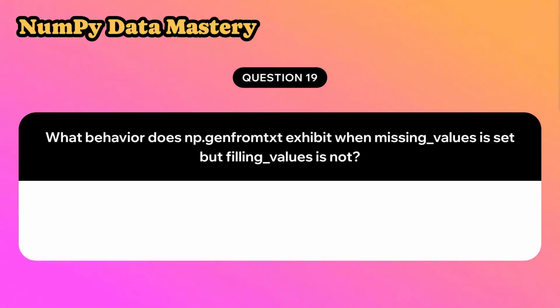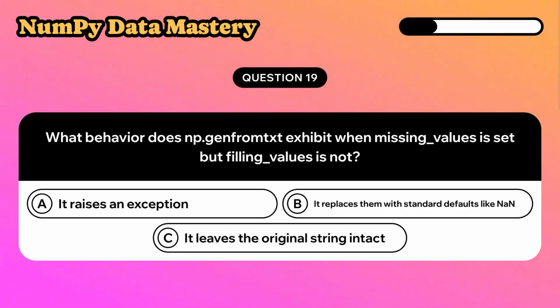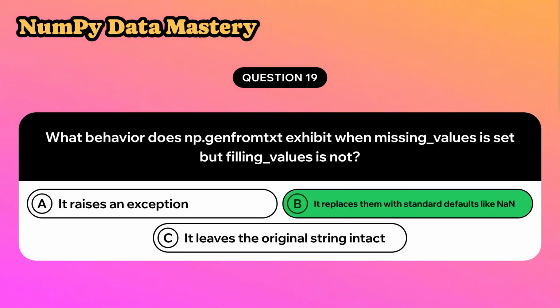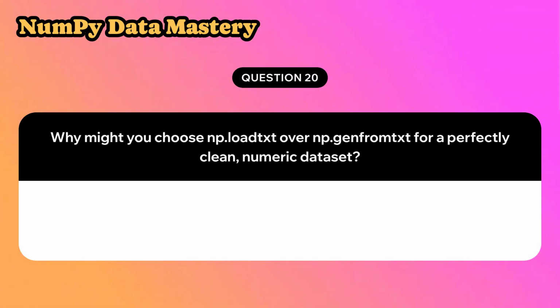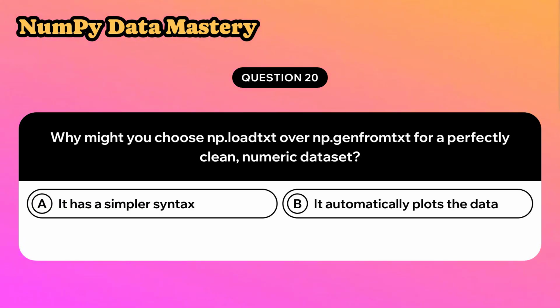What behavior does numpy.genfromtxt exhibit when missing_values is set, but filling_values is not? Why might you choose numpy.loadtxt over numpy.genfromtxt for a perfectly clean numeric dataset?